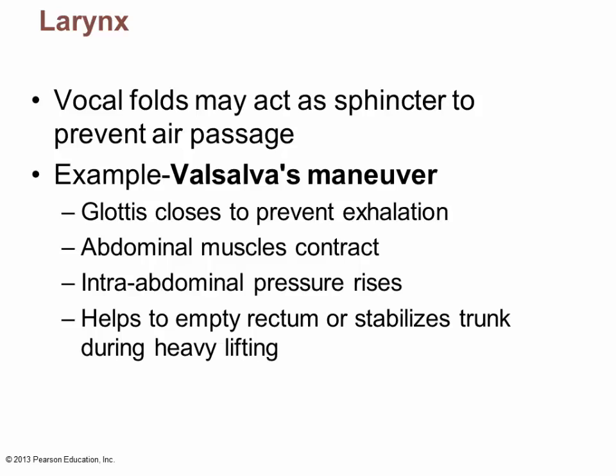Now, what we do in the Valsalva's maneuver, it's a good one to know, hint, hint, we can close the glottis, so no air passageway, no air can leave. If we contract our abdominal muscles, the pressure inside of our abdomen rises. Now, why that's a good thing, one, it helps empty the rectum, so when you're going number 2, you may not even realize you're closing the glottis, you're contracting your abdominal muscles, and you're creating a higher pressure in there to empty that rectum.